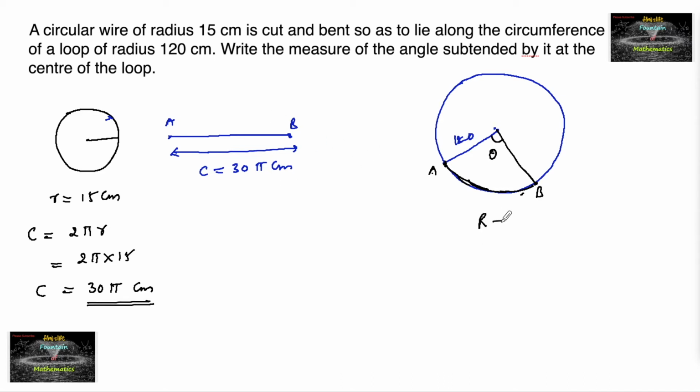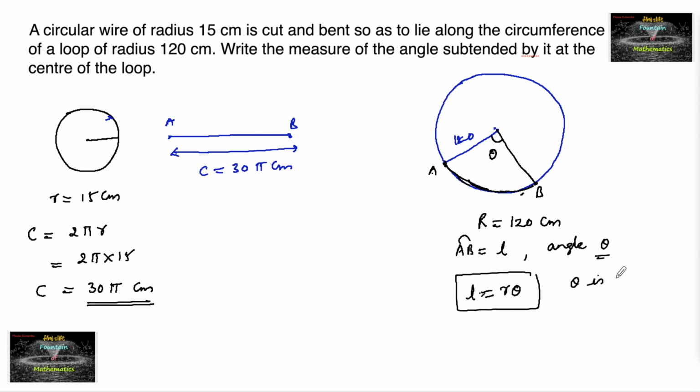So here the radius r is equal to 120 centimeters, and AB is nothing but the length of the arc. So let me write L, and the angle subtended at the center is theta. So we have L is equal to r theta, where theta is the angle in radians. So we have theta is equal to L upon r.